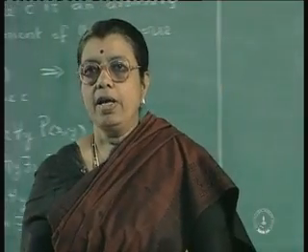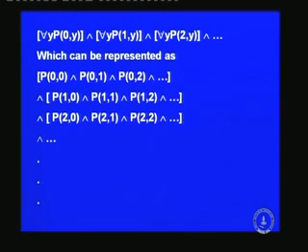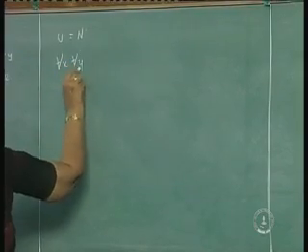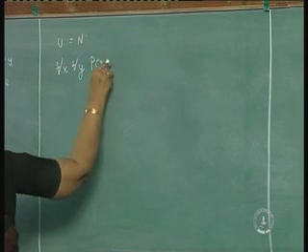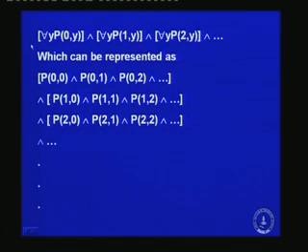Consider the set of natural numbers or non-negative integers as the underlying universe. Then look at this statement: for all of x, for all of y, p of x y. Now you can expand it like this. Expanding for all of x, it will be for all of y p of 0 y, and for all of y p of 1 y, and for all of y p of 2 y, and so on.